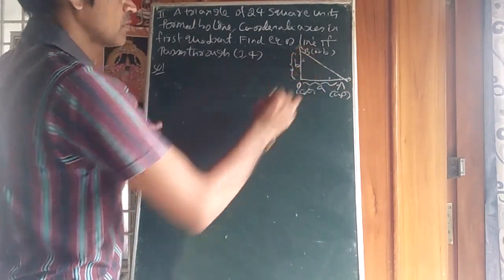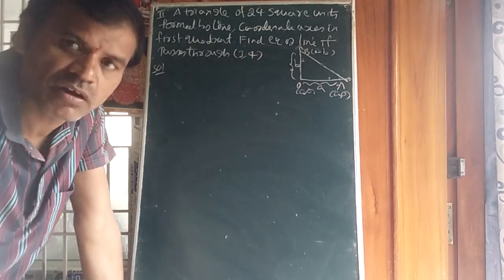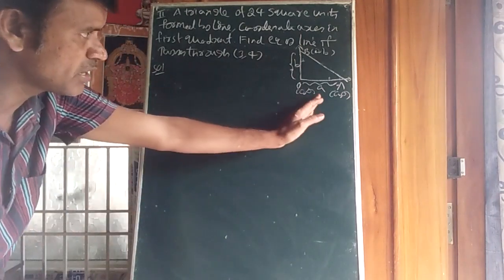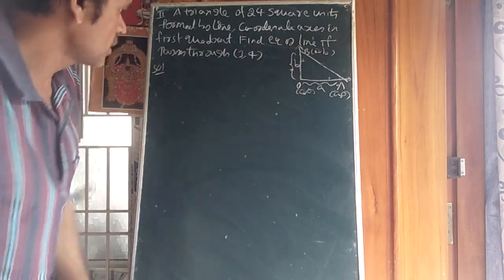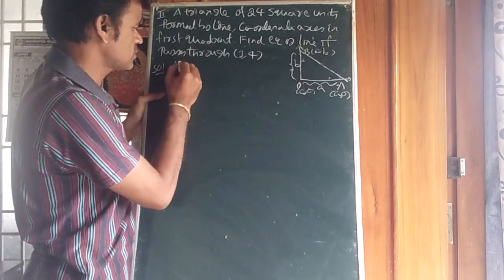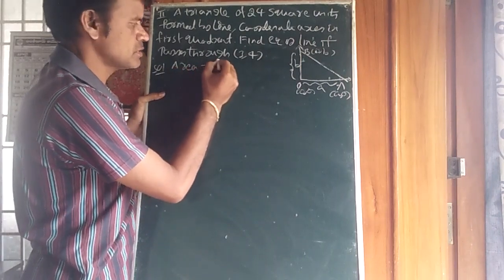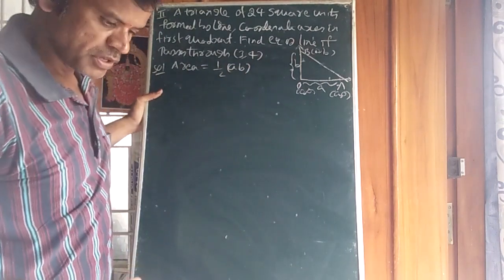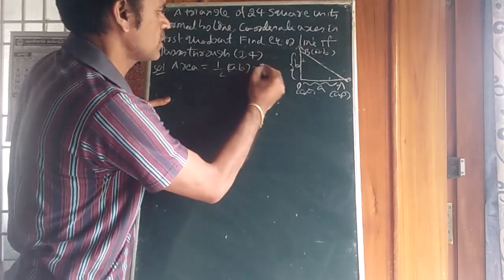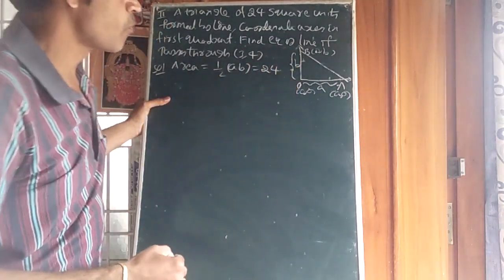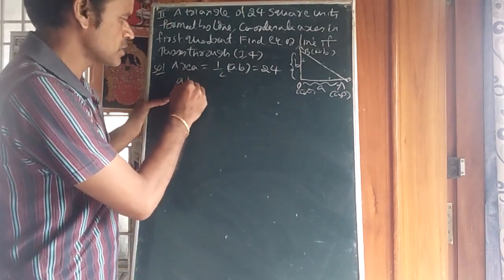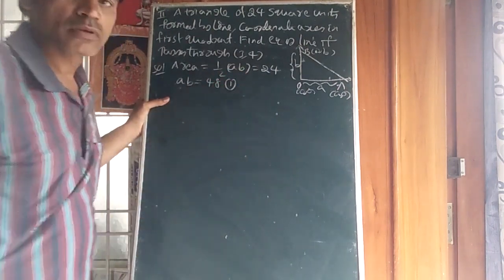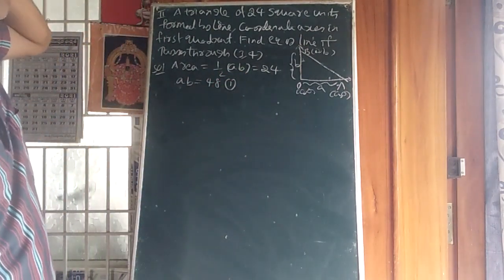So for the area of a right angle triangle, we know that it is half into base into height. This is a right angle triangle, base a, height b. Area is written as half into base into height. Area is equal to half ab. That is given as 24. Equate it to 24. So ab is equal to 48. Put it as equation 1.